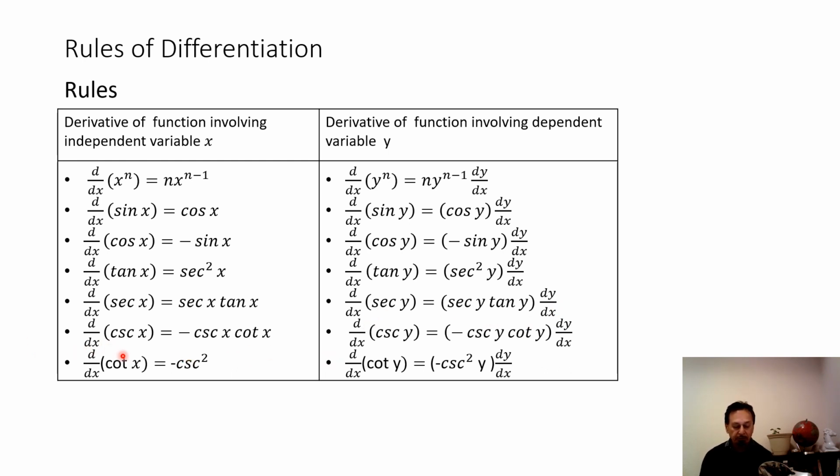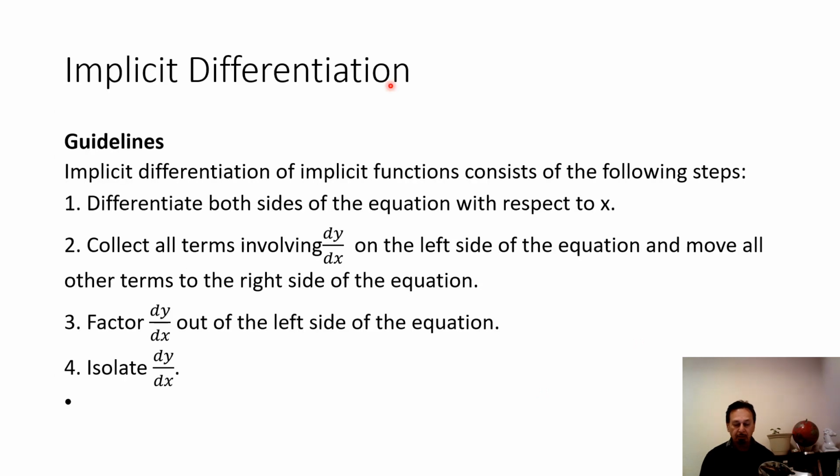d over dx of cosecant x is minus cosecant x cotangent x. But d over dx of cosecant y is minus cosecant y cotangent y times dy over dx. d over dx of cotangent x is minus cosecant squared x. But d over dx of cotangent y is minus cosecant squared y times dy over dx.